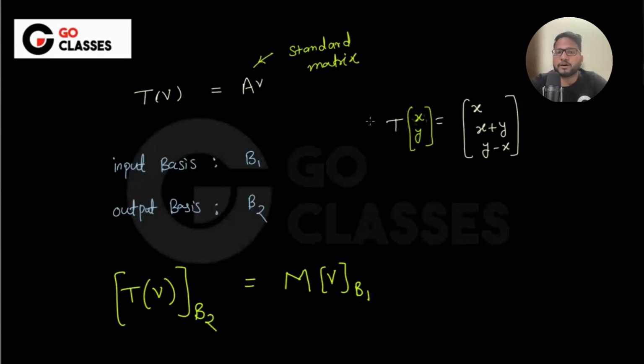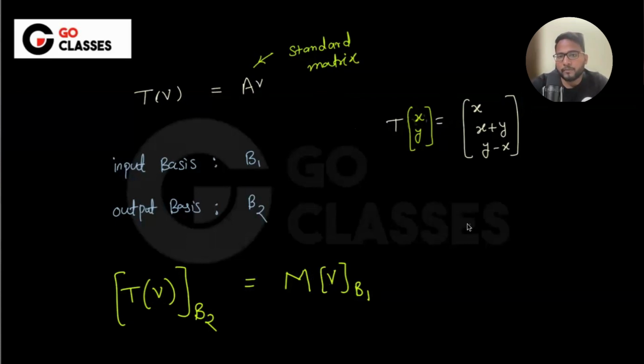Is this objective clear to everyone? Last time also we discussed this, but I'm just quickly repeating. Let me know, is the objective clear, what we are looking for? Okay, so we are looking for this M, right? Now let's see how we can find this M.